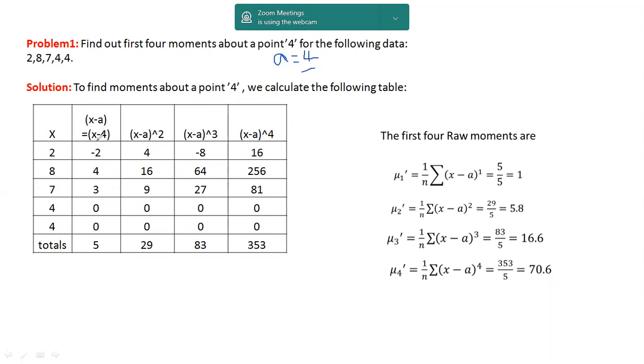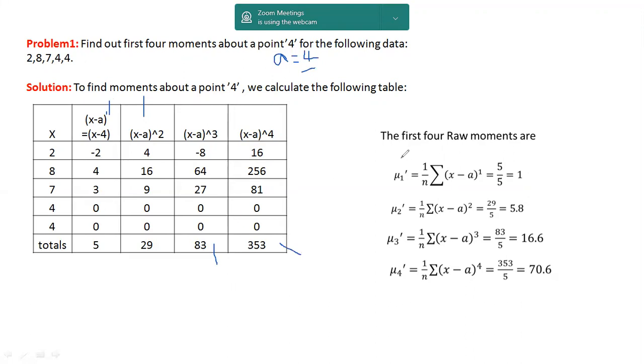So x is the observations, and we take the deviations from the arbitrary point 4. So we take x minus A, which is x minus 4. That is 2 minus 4 is minus 2, 8 minus 4 is 4, 7 minus 4 is 3, 4 minus 4 is 0, 4 minus 4 is 0. Similarly, we take x minus A squared, where the first is power 1 and here we take the square of these terms. So minus 2 squared is 4, 4 squared is 16, 3 squared is 9. Similarly we calculate and keep increasing the power. This total will help us get the first moment, this the second moment, this the third, and this the fourth moment.